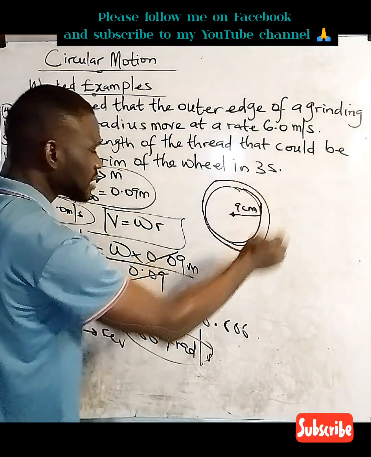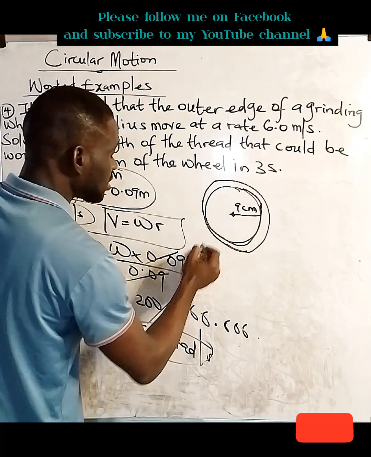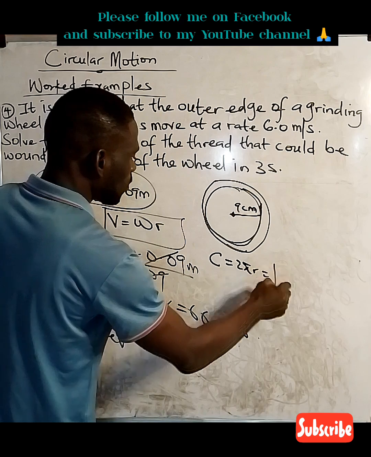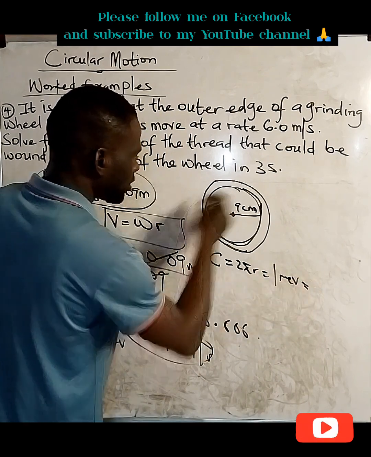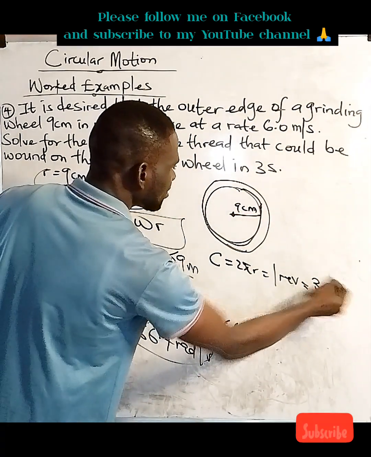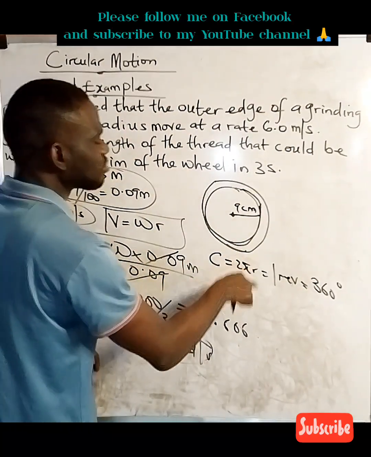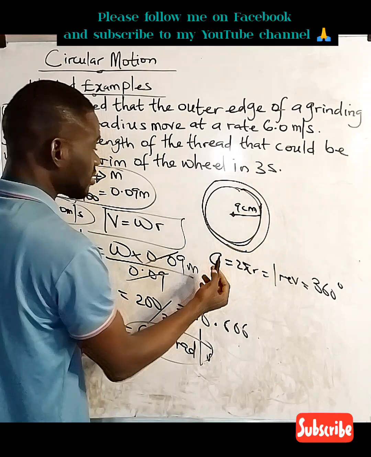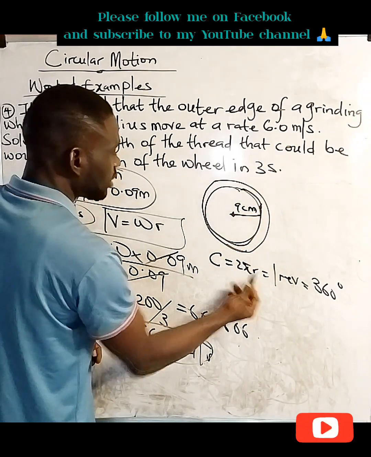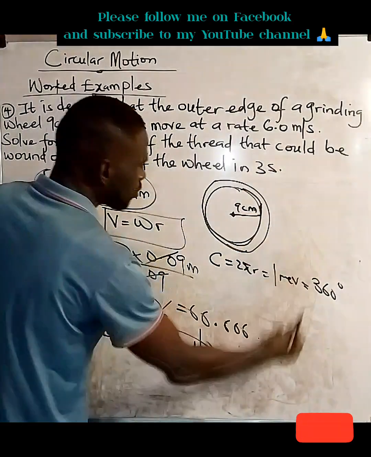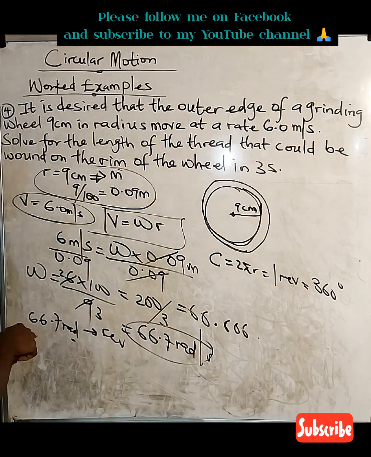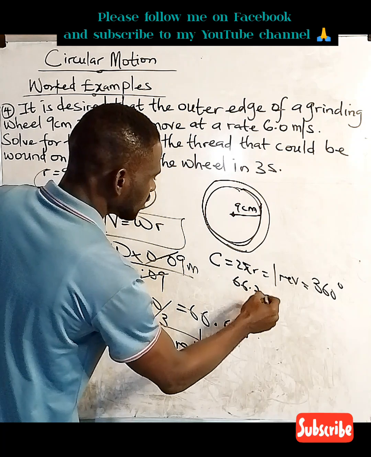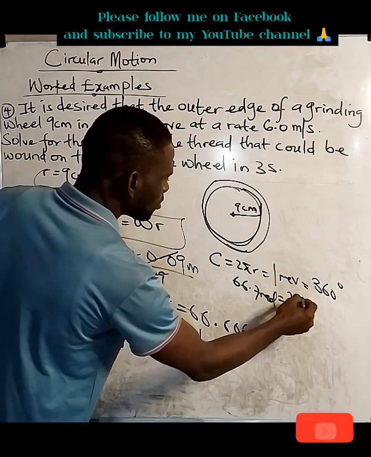Don't forget the total distance around the circle, which is the circumference. Circumference is 2 pi r, which is one revolution around the circle, which is equal to 360 degrees. 2 pi r is 2 pi times radians, 2 pi radians. So the circumference of the circle, one full distance around the circle, is 2 pi times 1 radians, equal to 1 revolution, equal to 360 degrees. So when we have 66.7 rad, that will be 66.7 rad equal to x revolution.